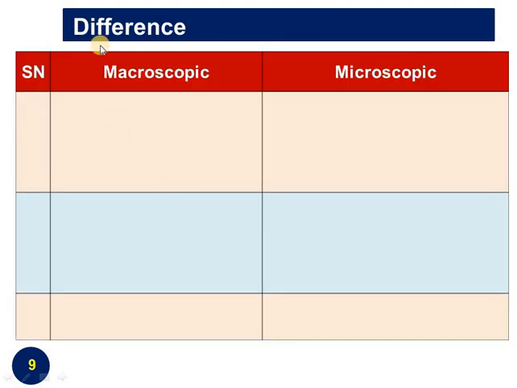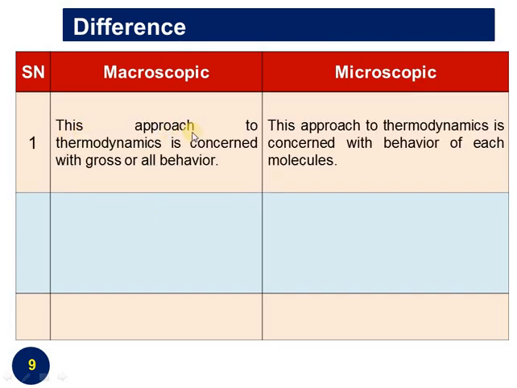So let's discuss the differences between the macroscopic and microscopic approaches. This approach to thermodynamics is concerned with the gross or overall behavior. And this approach of thermodynamics is concerned with the behavior of each molecule. So it is clear from the nomenclature. Macro means it is concerned with the gross or overall behavior. And this is micro. Micro means it is concerned with the molecular level.